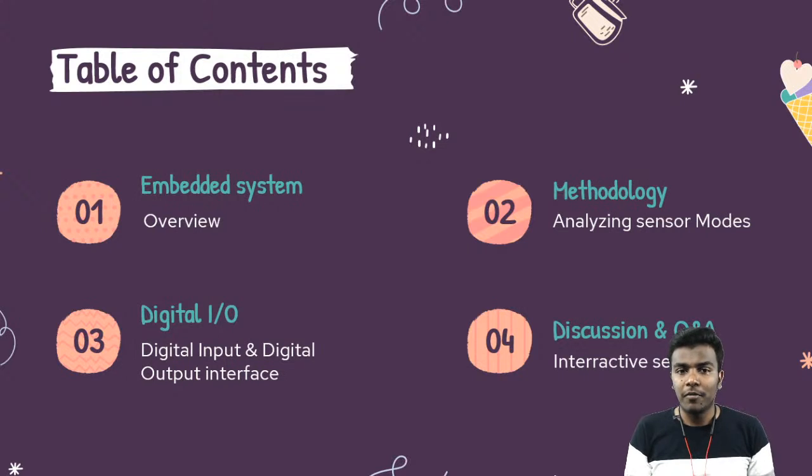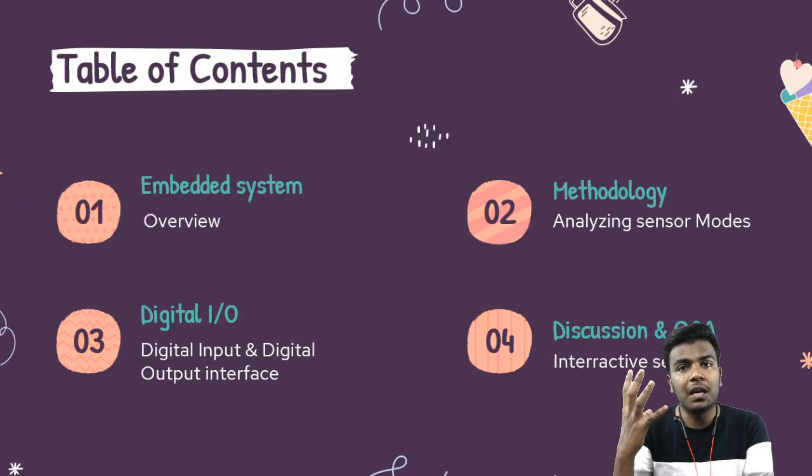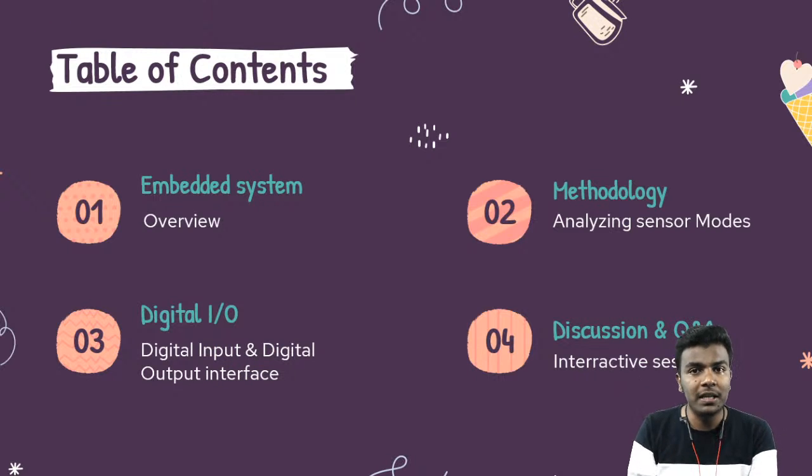So, the table of contents. First, we are going to see an embedded system overview, and I'm going to give you a methodology for analyzing sensor modes. A lot of people may be confused, thinking, sir, I just worked on the PIR sensor, I haven't seen the IR sensor, I don't know how to work on or program the IR sensor. Actually, it is not like that. We need to learn the basic methodology of how to start working with a sensor and how to identify the sensor modes. I'm going to give you a few tips on those things.